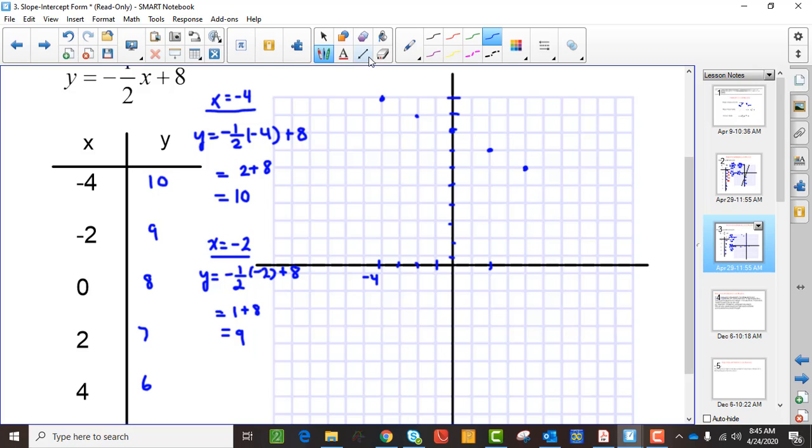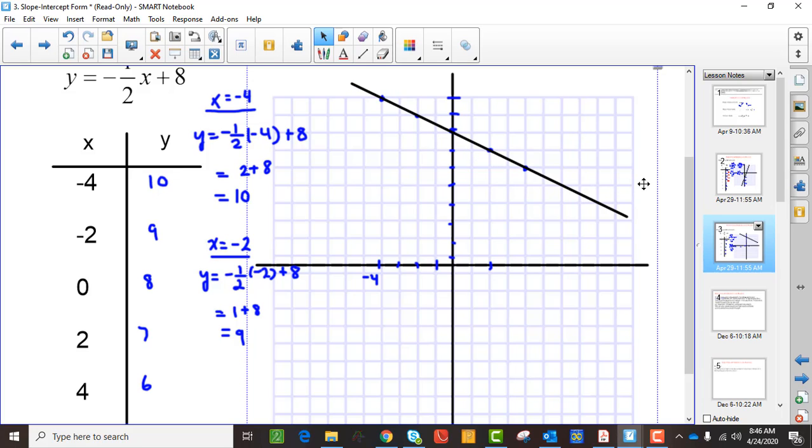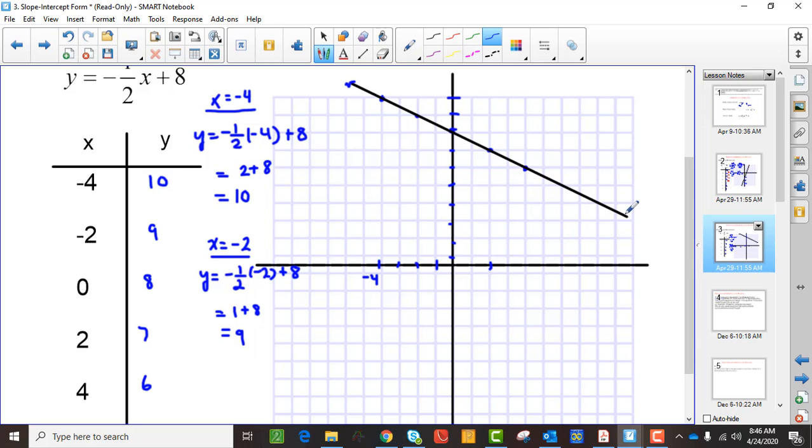And again, you can get your ruler out and draw a line through those points. Make sure that it goes through all of them. It should go right through the middle of all of them. Okay, assuming that you've drawn it well. And there's your graph. And then you should put arrows on the end of those because it does continue forever. All right, so that's how you use a table of values.